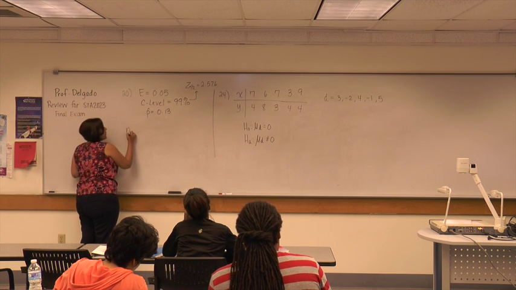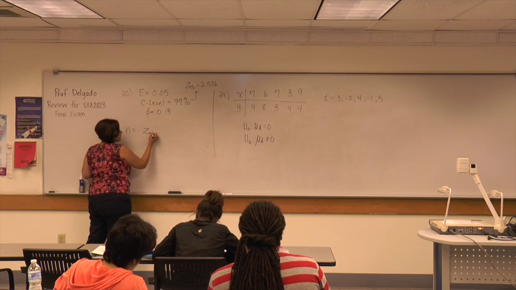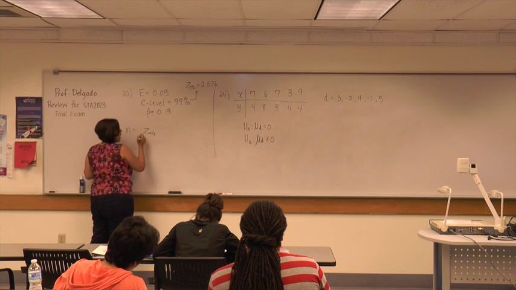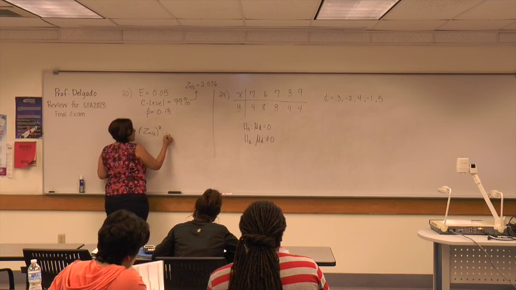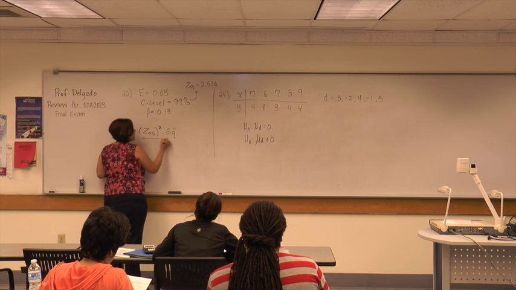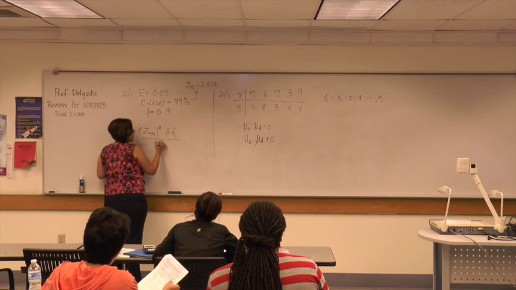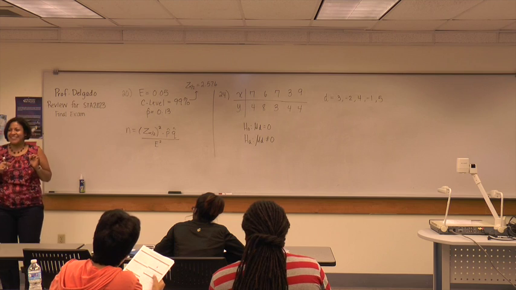So the formula says you take your critical value, right? And you're going to square that. Then you're going to multiply that by p hat, and then by q hat, and you're going to divide that by the margin of error squared. It's on your formula page.